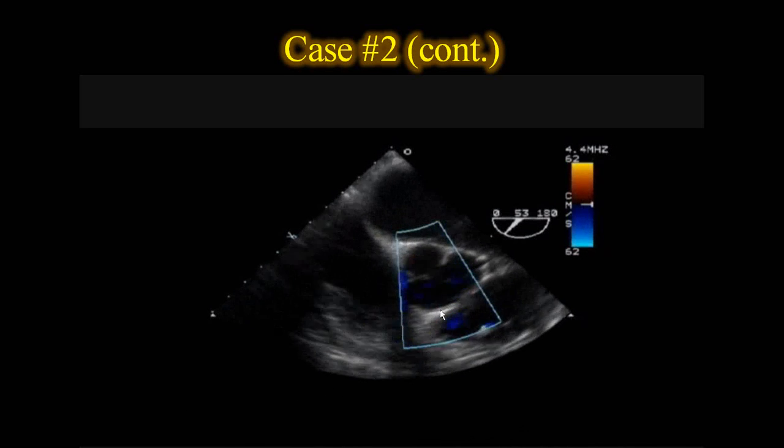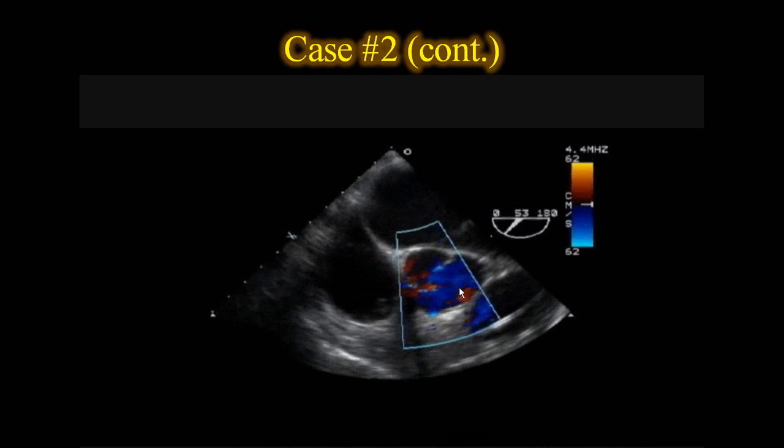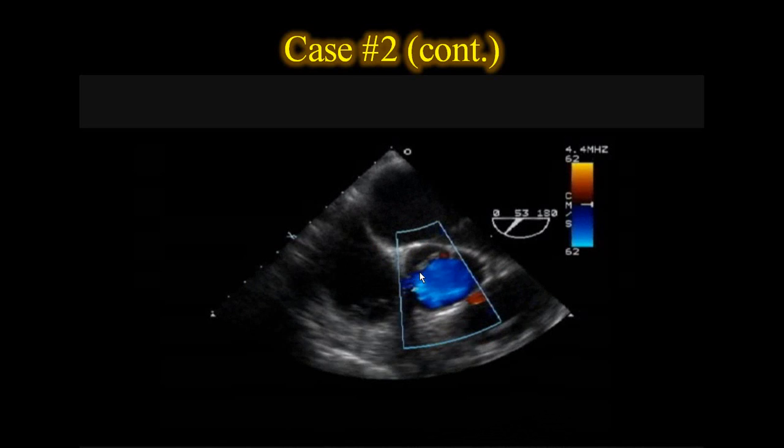Now here's the short axis again of the aortic valve, interatrial septum here.